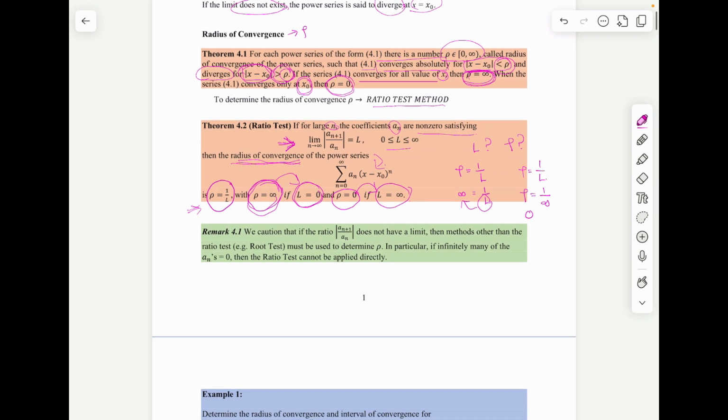Okay, remark 4.1. We caution that if the ratio does not have a limit, then methods other than the ratio test, like the root test, must be used to determine rho. In particular, if infinitely many of the a_n are equal to 0, then the ratio test cannot be applied directly. So we can use another test like the root test instead of the ratio test in order to check the convergence, and from that we can find the radius of convergence.